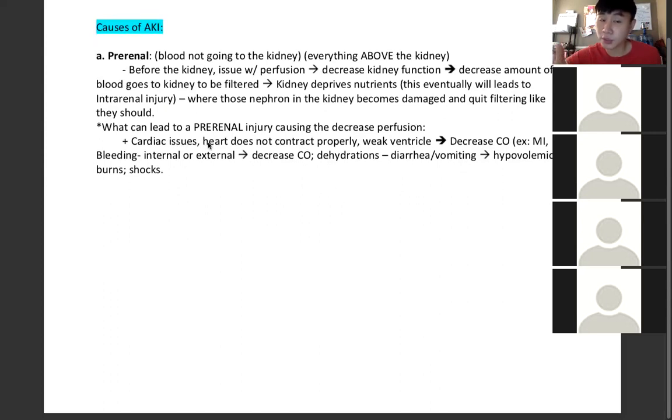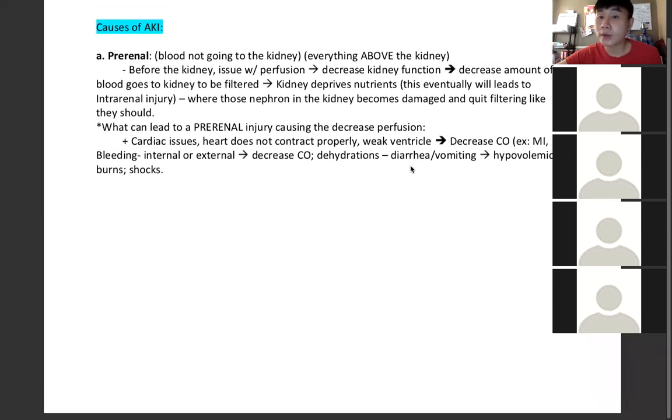So some risk factors, some issues that may lead or cause pre-renal injury include cardiac issues: the heart does not contract properly, a weak ventricle will lead to decreased cardiac output. For example, myocardial infarction, heart attack, and bleeding, internal or external. So when we bleed, we lose blood. And when we lose blood, we decrease cardiac output. And decreased cardiac output will lead to decreased kidney perfusion, and decreased kidney perfusion will lead to acute kidney injury.